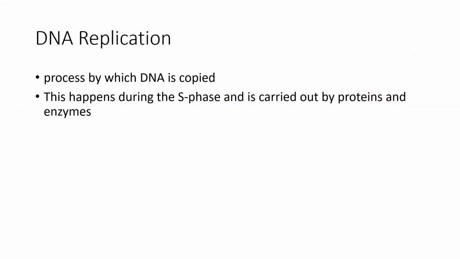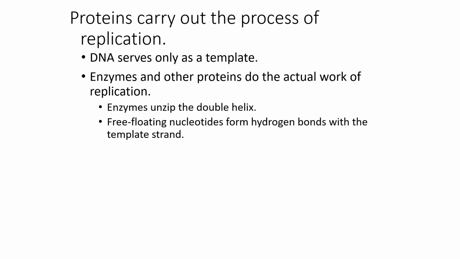So DNA replication. We're now on to Exploration 3. This has a very short part of notes, but you're going to want to be drawing some of this out. This is the process by which DNA is copied. Like we talked about, it happens during the S phase, and it's carried out by proteins and enzymes. So proteins and enzymes are what are doing DNA replication.